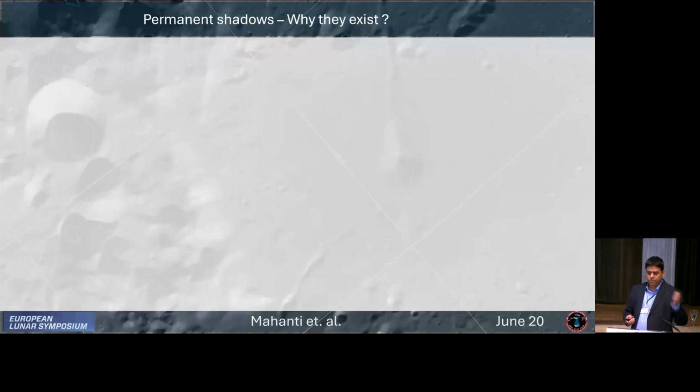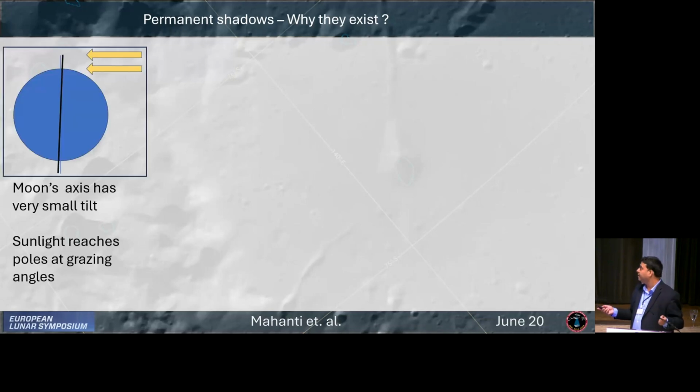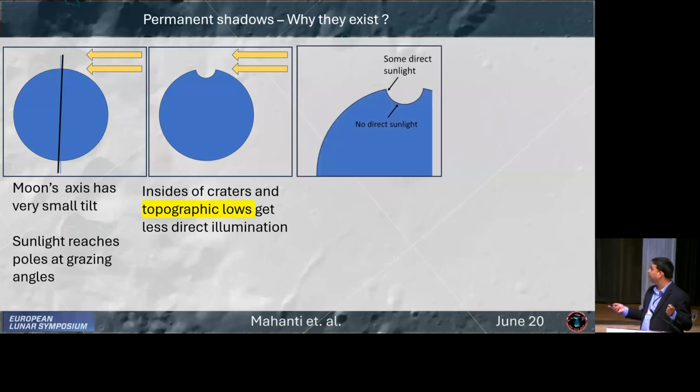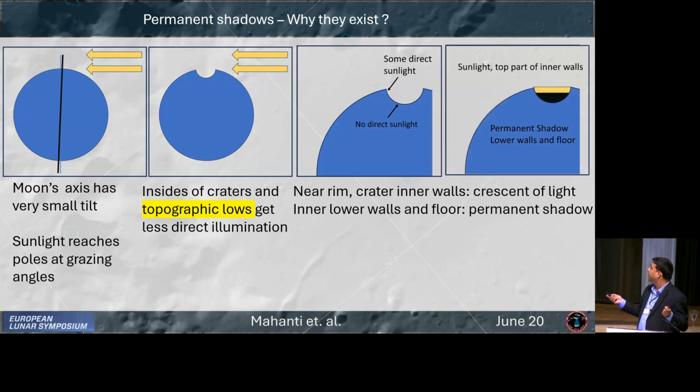So I'll take an opportunity here because we've been talking about PSRs here and there. I just wanted to have a very brief overview of the PSR itself. The moon's axis has a very small tilt, and the sunlight reaches at grazing angles. Because of that, the topographic lows are going to have some direct sunlight on the walls, but no direct sunlight on the base. On the sunlit side, you have a crescent of direct illumination, and on the inner lower walls and the floor, you have the permanent shadow.